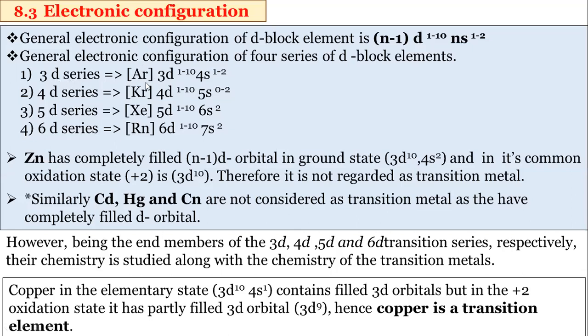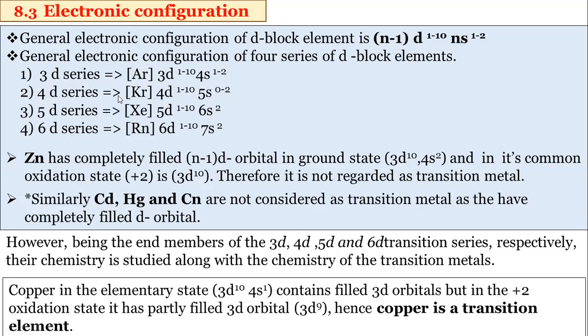We can see clearly argon. This is written with respect to inert gases. The atomic number of argon is 18. So 3d 1 to 10, 4s 1 to 2. This 4s 1 to 2 is shown because of copper and chromium, which have only one electron in the s orbital.